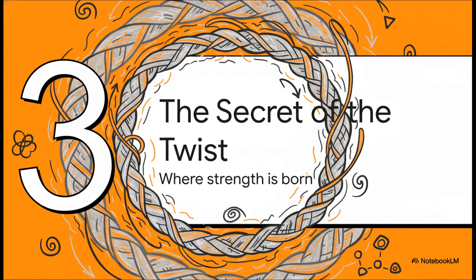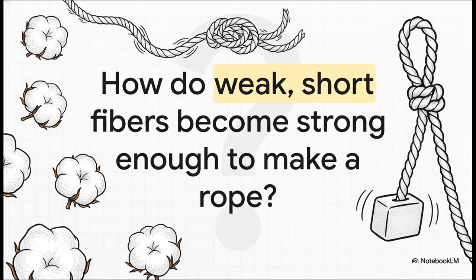All right, so we know what yarn is made of. But that brings us to the biggest question, the real magic trick. How do you take a handful of weak, fluffy fibers and turn them into a thread that's actually strong? The answer is all in one secret ingredient: the twist. Seriously, think about it. If you take one little piece of cotton fluff, it has basically zero strength, right? You could pull it apart without even trying.